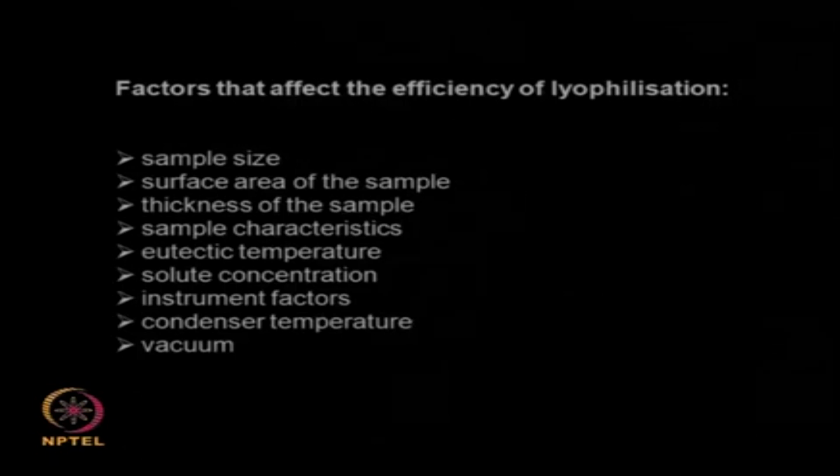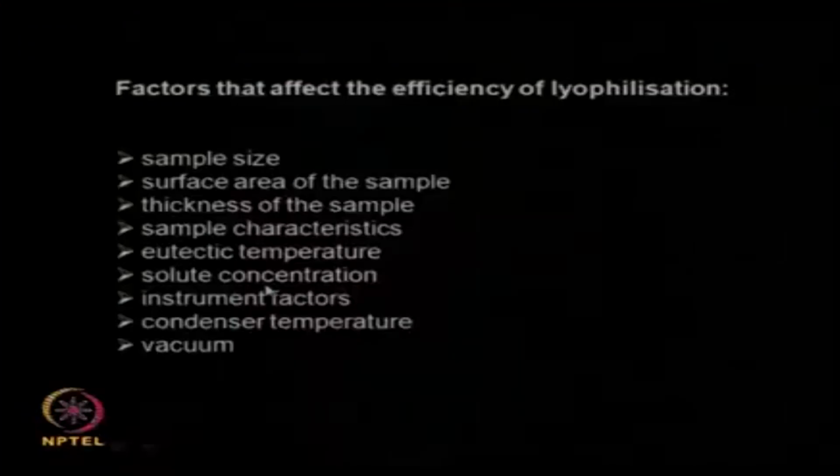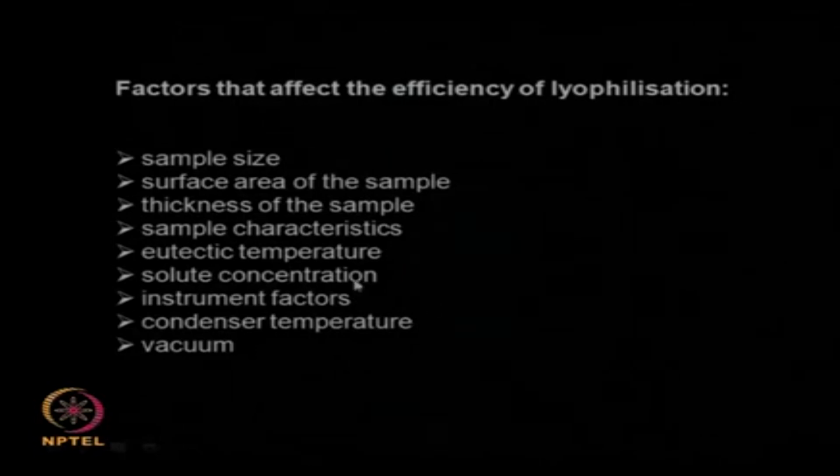You have ice, and you have the actual material, protein or any other chemical, that is going to be frozen. So both of them may dissolve and form another third phase, and that is where eutectic temperature comes in. Solute concentration, how much solute is present in water. Then the instrument factors, what are the various instruments which you are using. Then the condenser temperature, since you are going to ultimately take out the vapor and condense it again. So what is the temperature and how much vacuum you are applying. All these factors affect the lyophilization process.